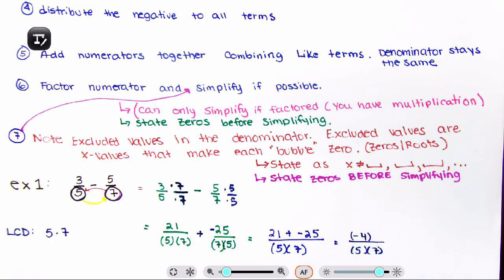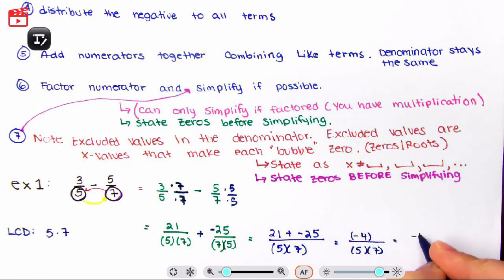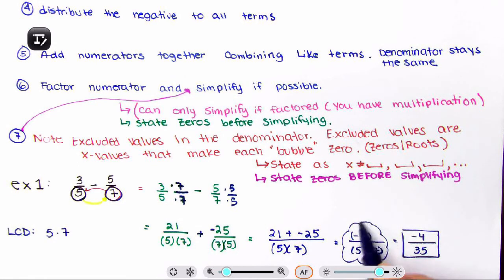Therefore, I cannot simplify this expression. Now, because this is just integers, we can continue and say this is negative 4/35. However, when we're dealing with these rational expressions, you're actually going to want to leave your answer with the denominator factors. It's going to be easier for you because you don't have to expand the denominator. It also helps you see if there's anything that you can cancel out.